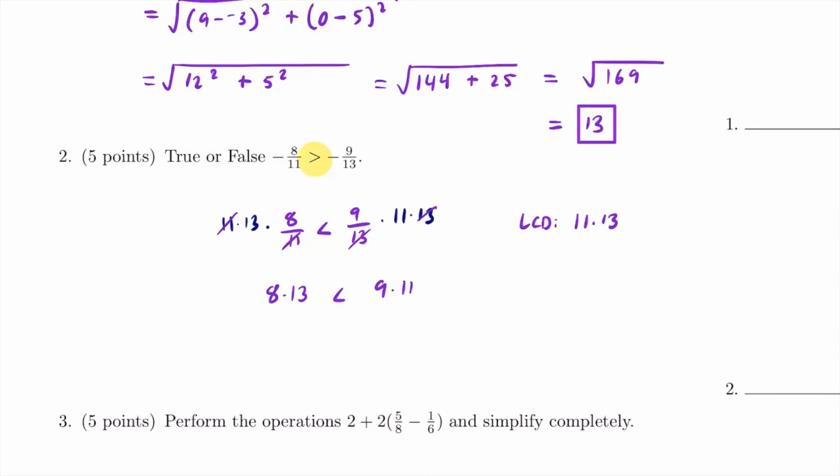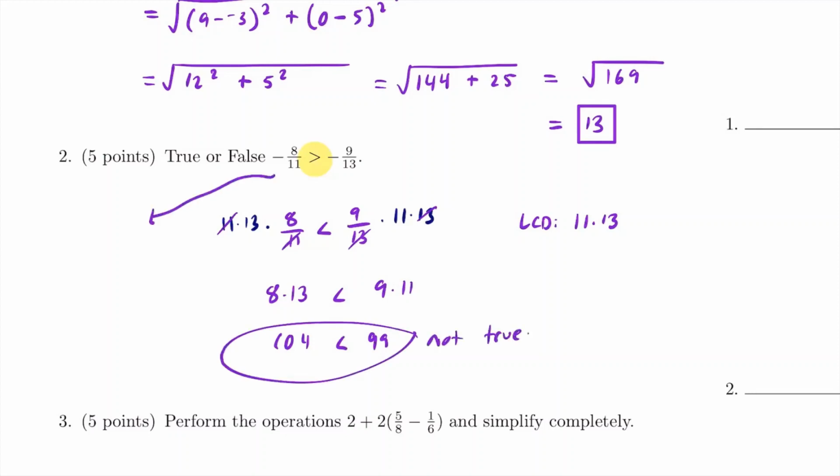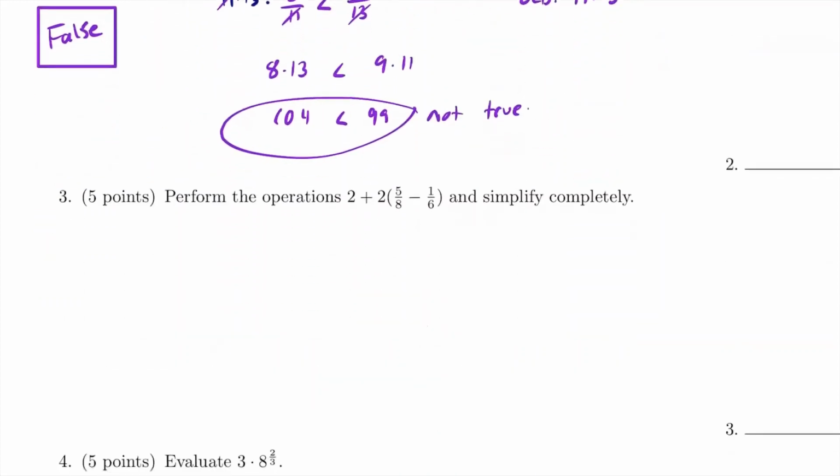So when you do 8 times 13, you will get 104, less than 9 times 11, that's 99. Well, this is not true. So therefore, this given statement is actually false. So when you do some algebra and arrive at a false statement, of course, the initial statement was false. Moving on to the next problem.